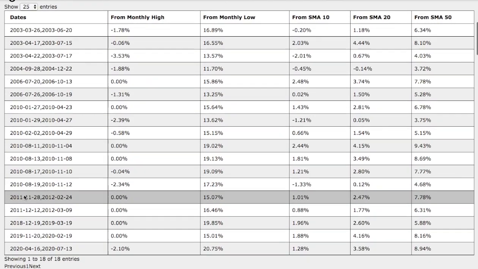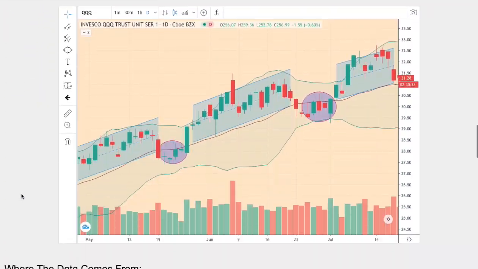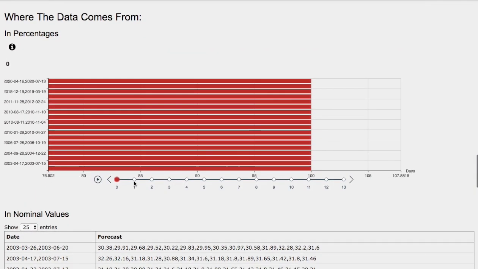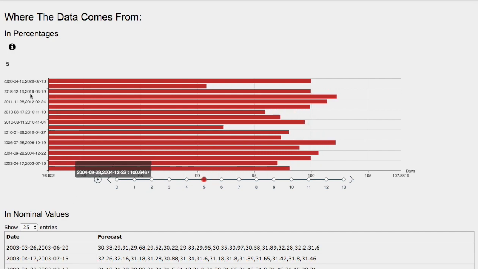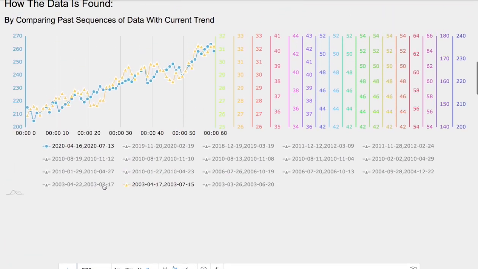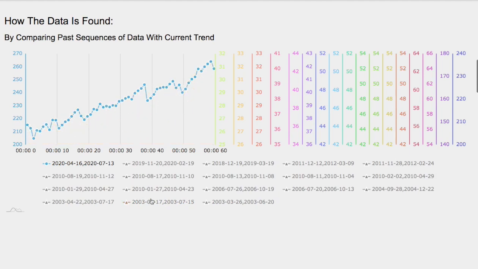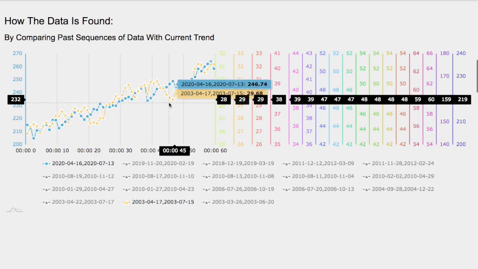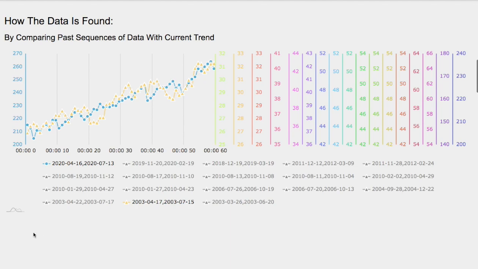So now let's examine the day-by-day forecast for QQQ. As we have 1 day out, that'll be a Wednesday, and 2 days out will be a Thursday. So we have 3 days out, 4 days out, and 5 days out. So which one of these models should we focus on? Ideally, the model that is best matched to the current trend. The blue line is our current trend, and the line overlapping it happens to be the best match.